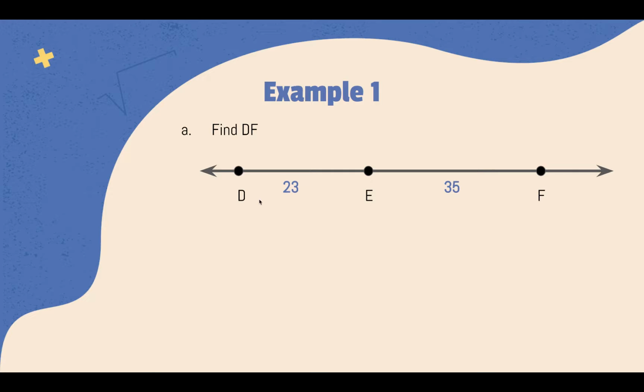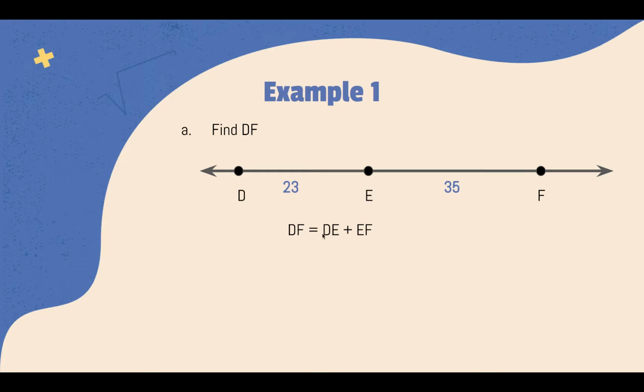We're given that DE is equal to 23, and we're given that EF is equal to 35. This 23 represents, you can see it's right in the middle of this segment, the length of this segment from D to E. Likewise, 35 represents the length of EF. So how are you going to find DF? Well, pretty easy. You just add the two.